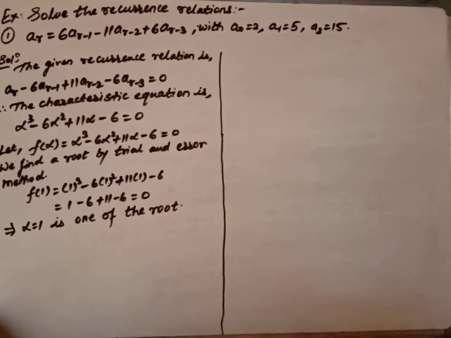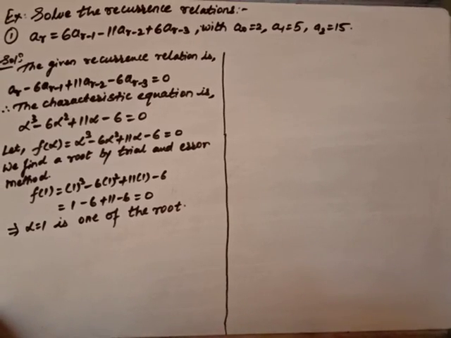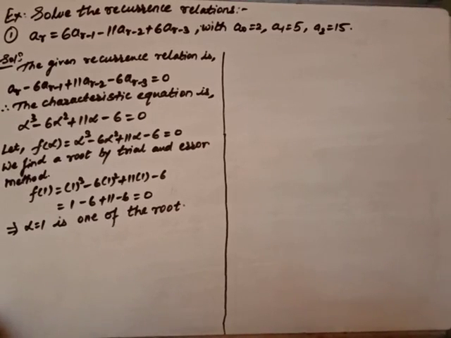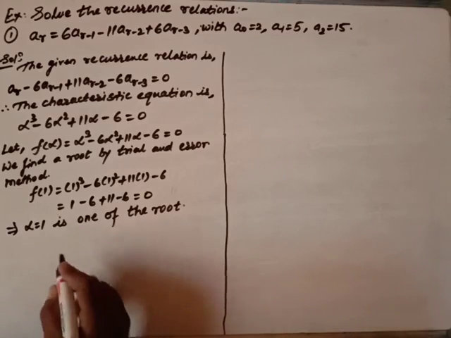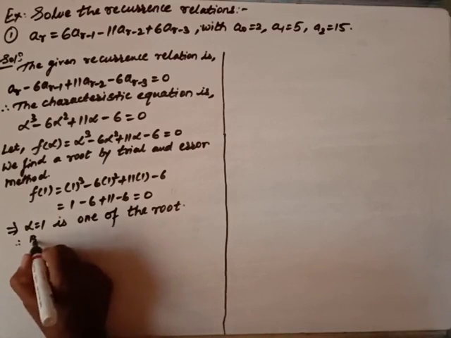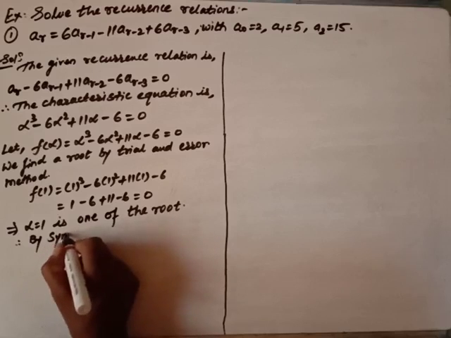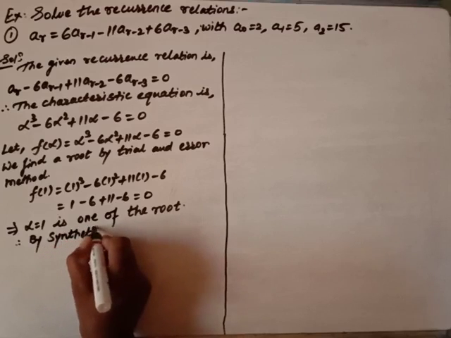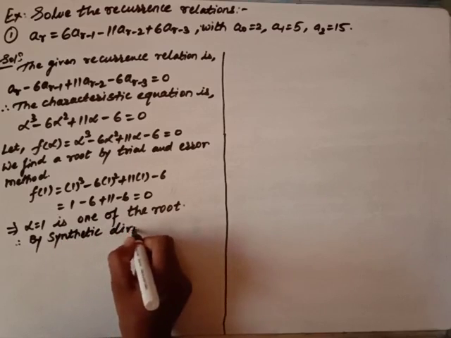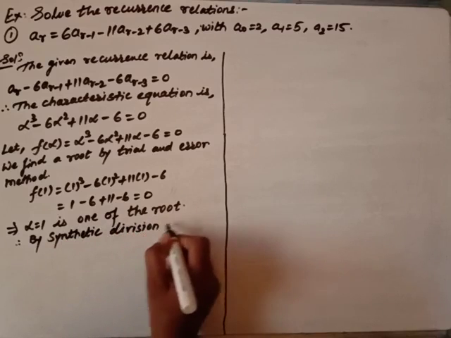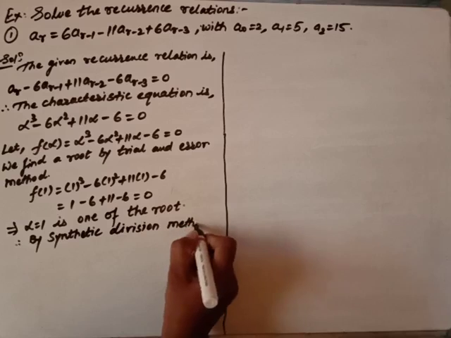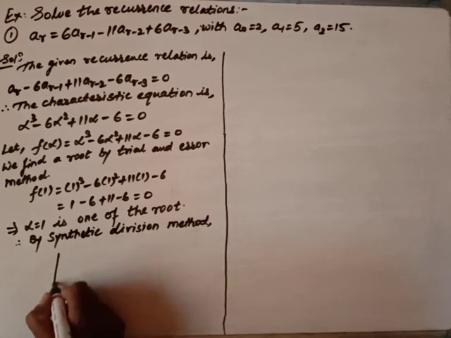Now as it is one of the roots of this equation, alpha minus 1 is a factor. Now we have to determine the other roots. To determine the other roots, we will apply the synthetic division method. Therefore, by the synthetic division method, what we get here is as such.